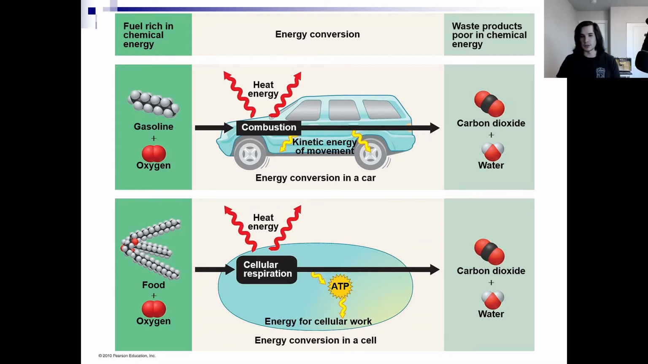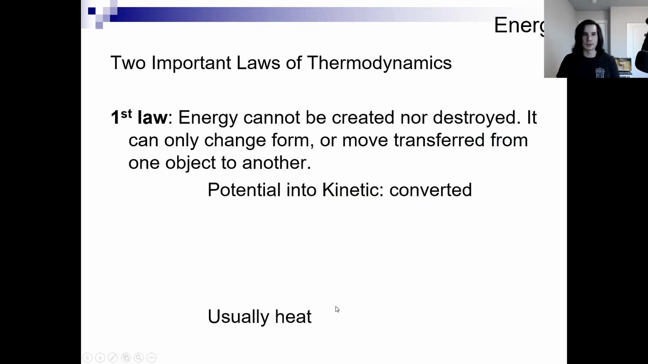In the process, and this applies to both of these examples, we lose some of that potential energy to an unusable heat. So your car doesn't really do much with the heat. Our cells don't really do much with the heat. But in the end, we're still getting CO2, water, and then in this case, instead of converting it into kinetic energy, we're just converting it into another type of potential energy called ATP.